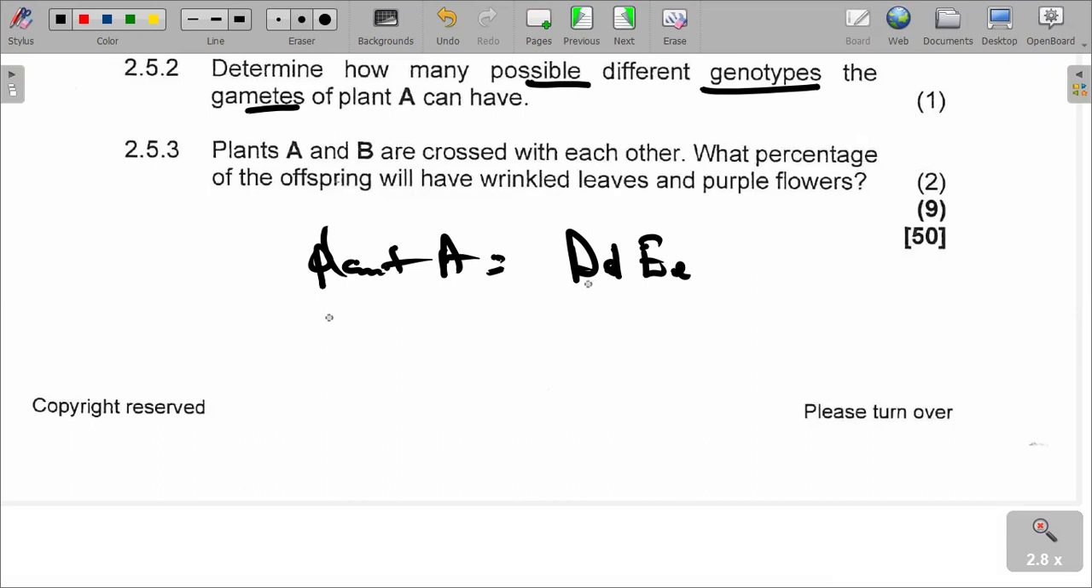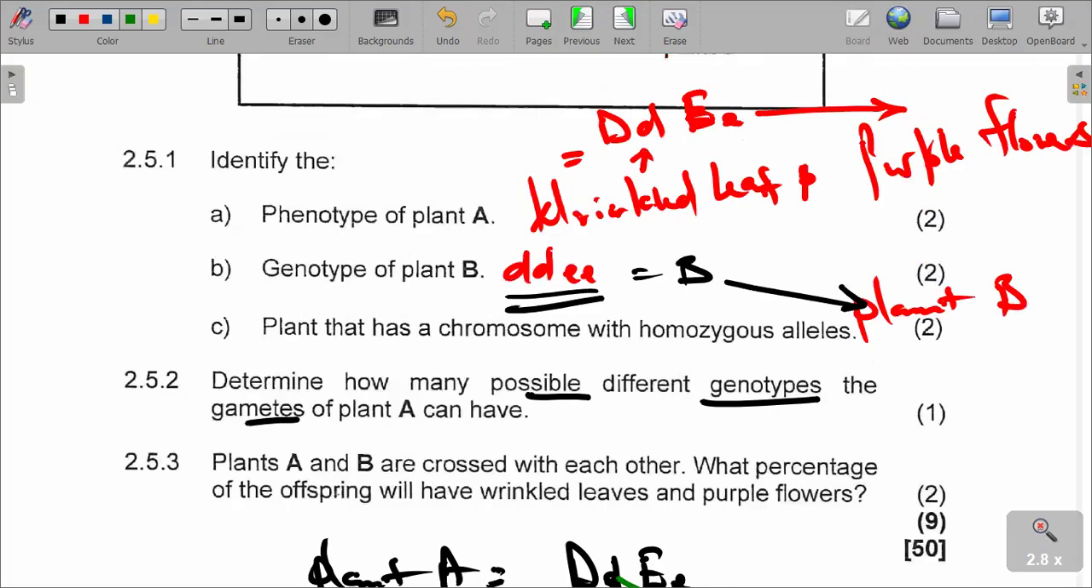We can possibly have, I want to just show you something. We can have this D and this E, and then we are saying this is DE. Or we also have this d and this e, and then we have got what? de. So this is what we are having.